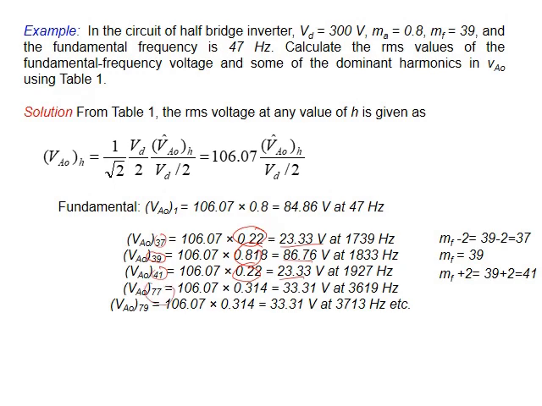Here, as an example, 2 MF plus minus 2. It will give 77, 79. And for the frequency here, for each one of them, as an example, this is 37 times the fundamental. This is 39 times the fundamental. This is 41 times the fundamental, and so on. That means the frequency for each voltage.